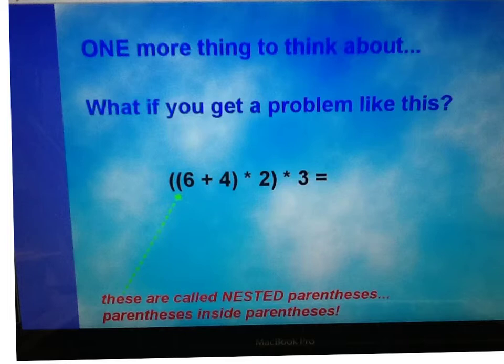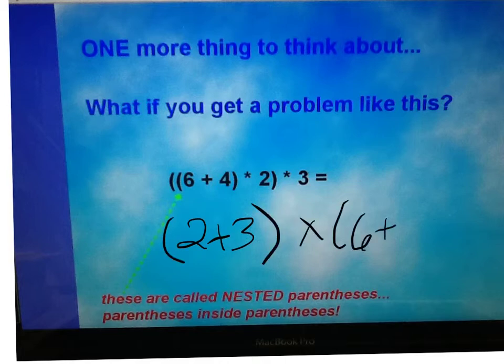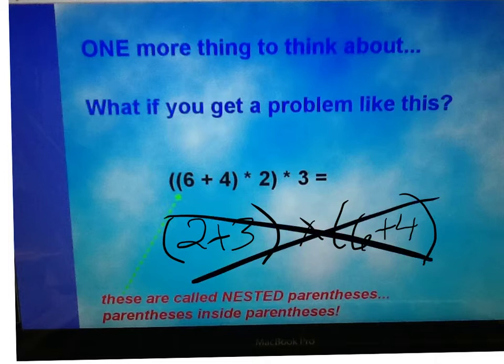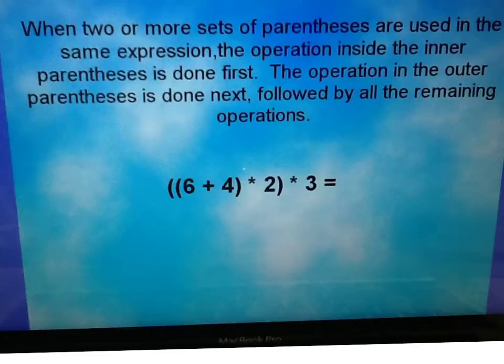Now, sometimes you might see where there are 2 sets of parentheses. These are actually going to be called nested parentheses. So they are together. There are 2 sets of parentheses inside of each other. The last example where we had (2 plus 3) multiplied by (6 plus 4) is not an example of nested parentheses. Nested parentheses are parentheses inside parentheses.